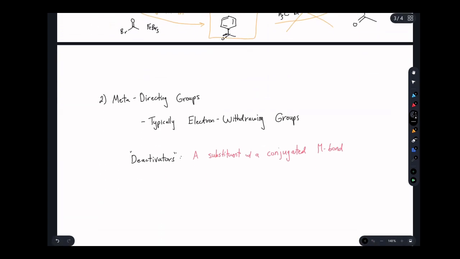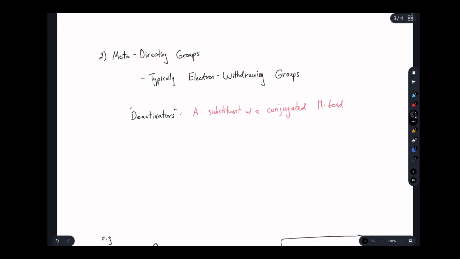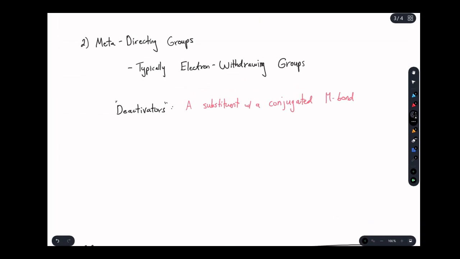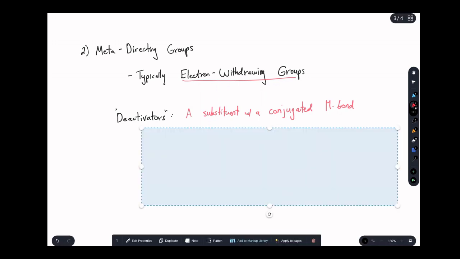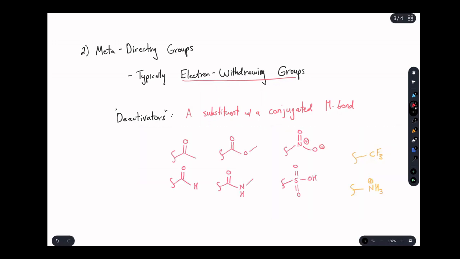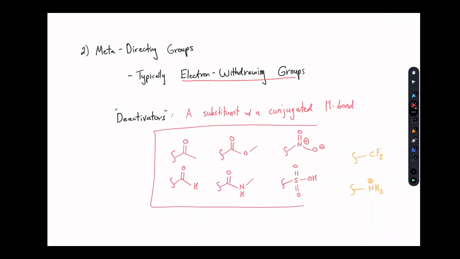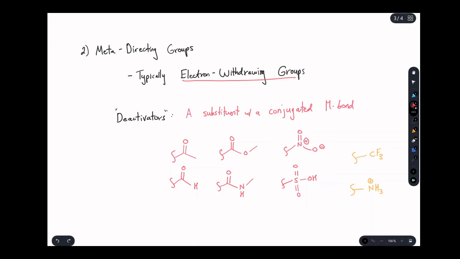As I mentioned, that group, the carbonyl, was a meta-directing group, so let's talk about them quickly. Meta-directing groups are typically the opposite. They're electron withdrawing groups. Again, we'll talk about this in future videos as to exactly why that's the case. Generally, they're deactivators, and they are a substituent with a conjugated pi bond. We've seen this previously. So, for example, all of these will fit that rule of conjugated pi bond to a benzene ring.